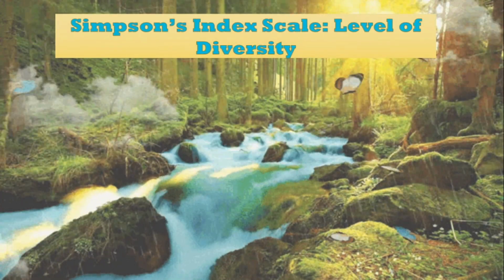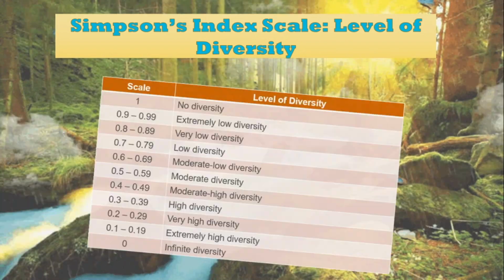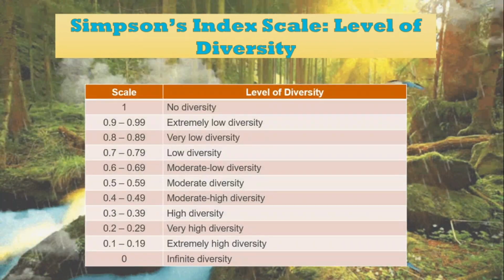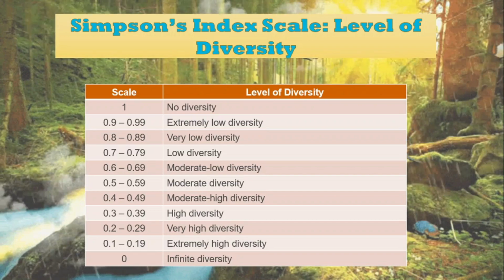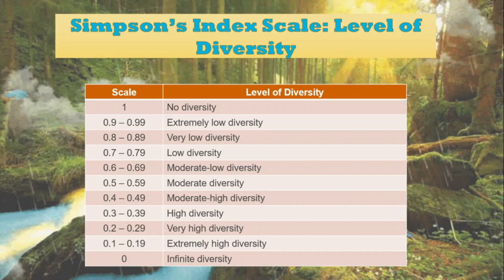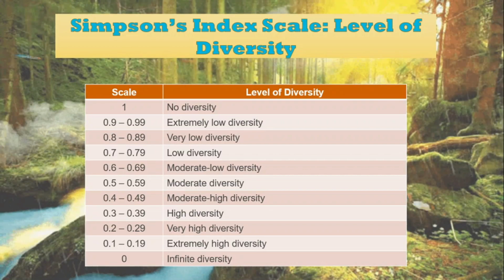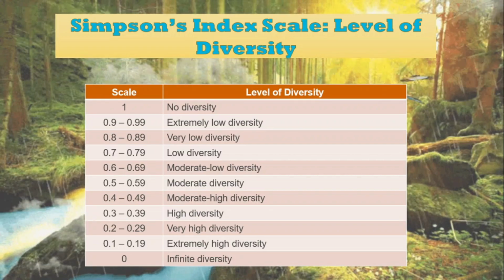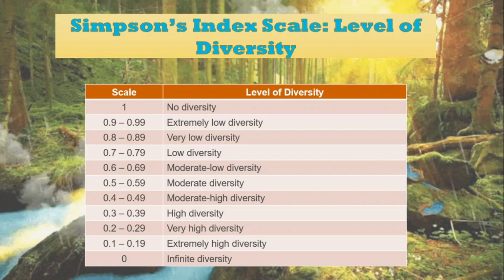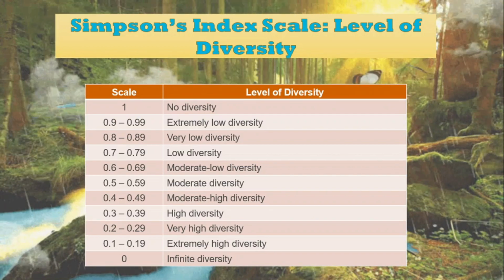Simpson's Index Scale and Level of Diversity. This table shows the scale of the Simpson's index as well as the level of diversity on each scale. If the index is 1, it signifies that there is no diversity.